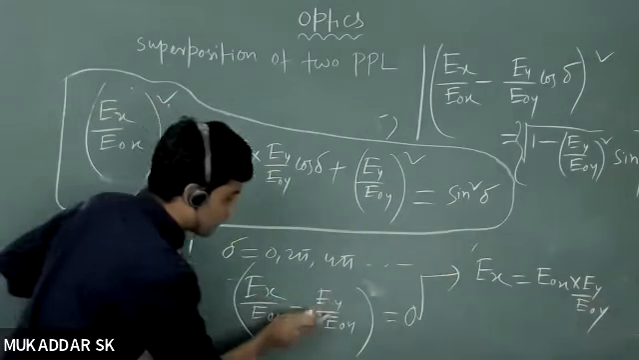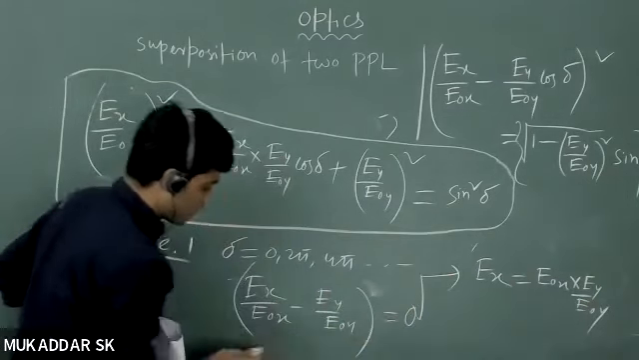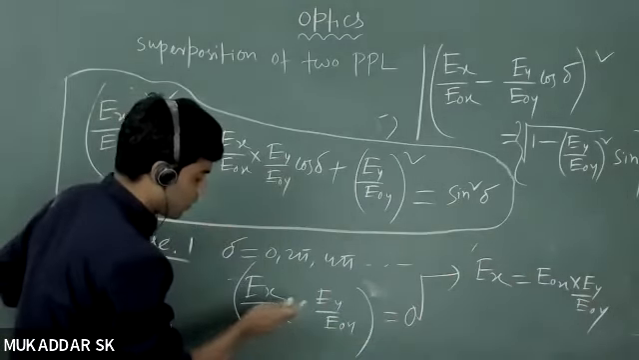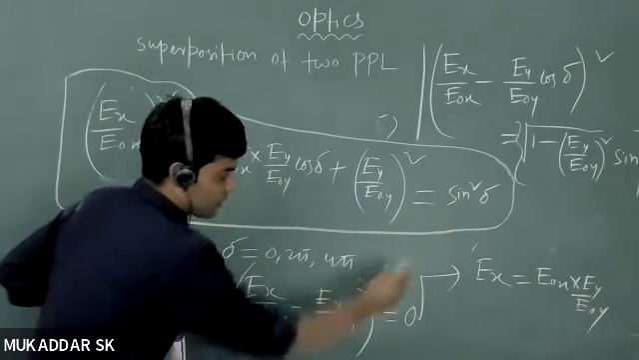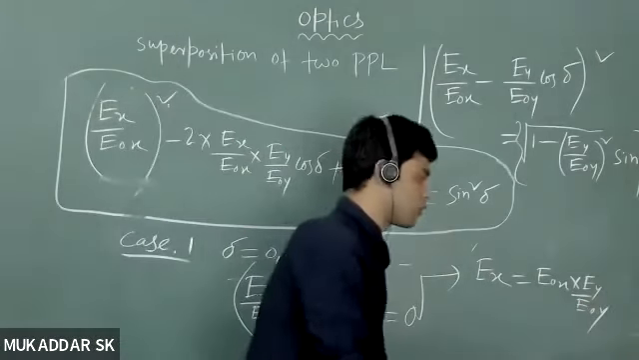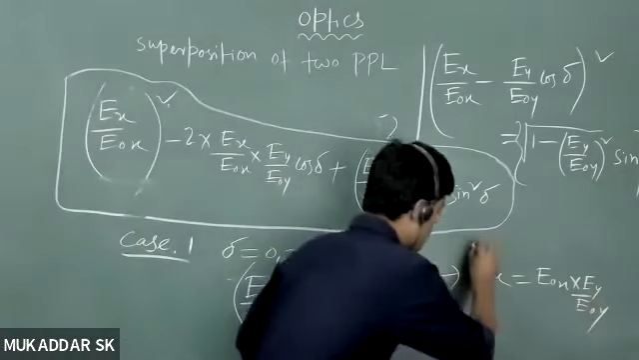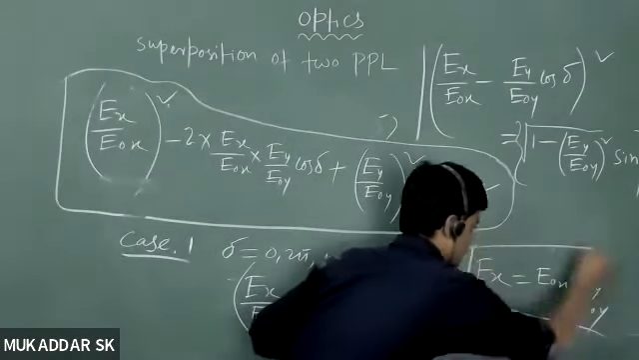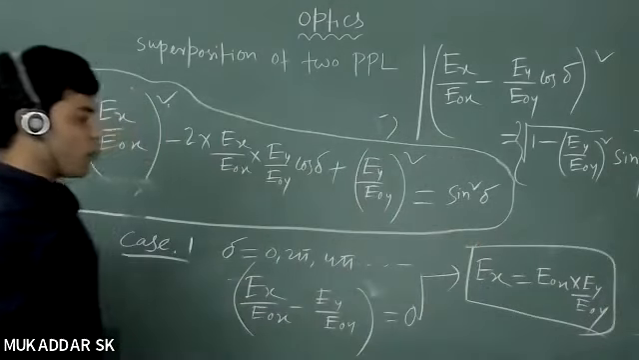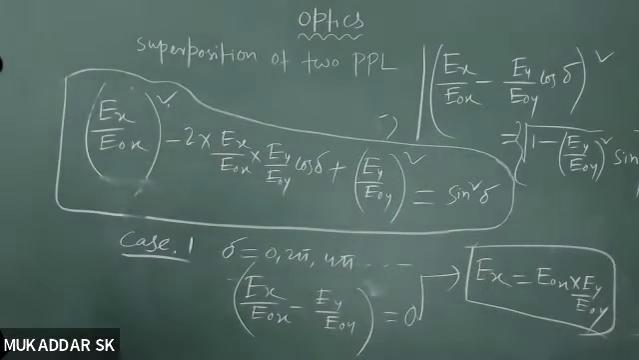Just take the second term to the right hand side, okay? And if you multiply both sides by E naught x, exactly you will get Ex equals E naught x into Ey by E naught y. Okay. So this actually represents what? The state of polarization of the emerging ray.